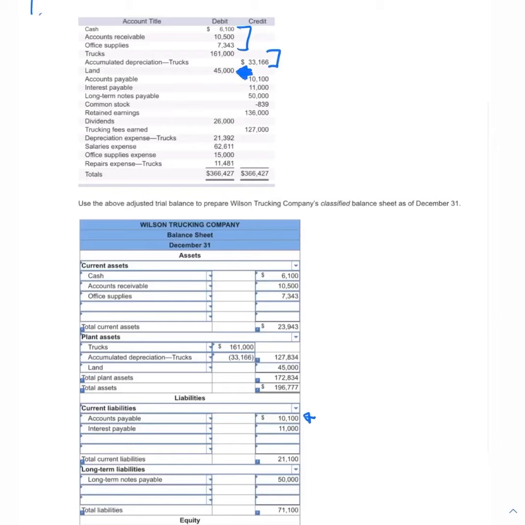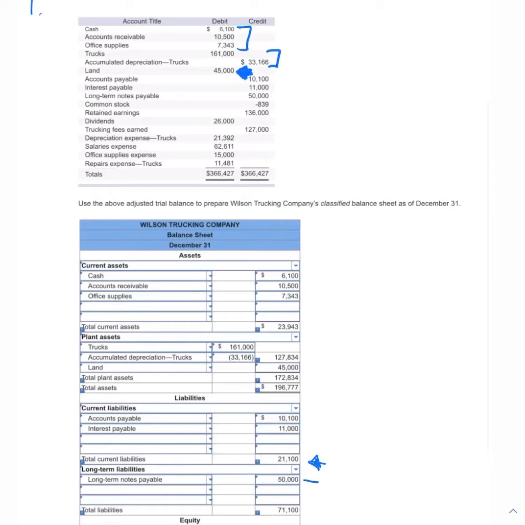The next thing is very similar. It's interest payable. Of course, that interest will need to be paid promptly. We can't delay the interest payment for over a year. So we know that has to be a current liability. As we look through the accounts in that trial balance, what we notice then is those are the only current liabilities, and the rest of the liabilities are in fact long-term.